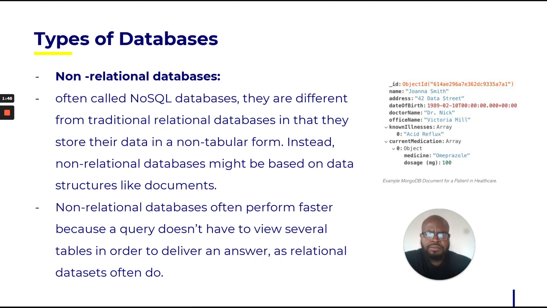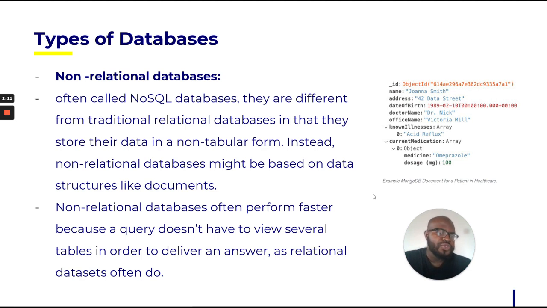Instead, they use structures like storing information in documents. So an example of the documents is what you can see on the right. And this is an example of a MongoDB document. MongoDB is one of the DBMSs for non-relational database. We'll be explaining DBMS in a bit. So you can see we have different fields: ID, name, address, date of birth, doctor name, office name, known illness, current medication, medicine dosage, etc.